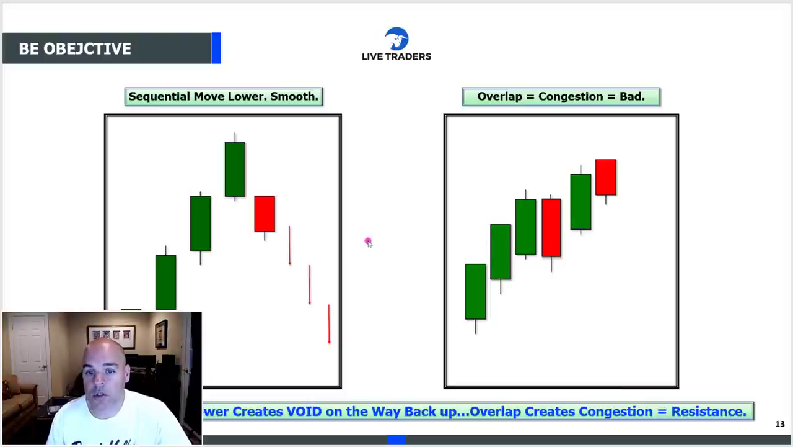I'm showing this to you because this is part of being subjective. We know what the objectivity tells us. Sequential move lower. 50% retracement. Higher lows, lower highs. Rising moving averages. Bottoming tails. Green bars. Volume spikes. We know those are all objective things. Your subjectivity comes in when you go, well, the market's moving up, so this has to move up. Well, but it's still congested. You shouldn't take it regardless.